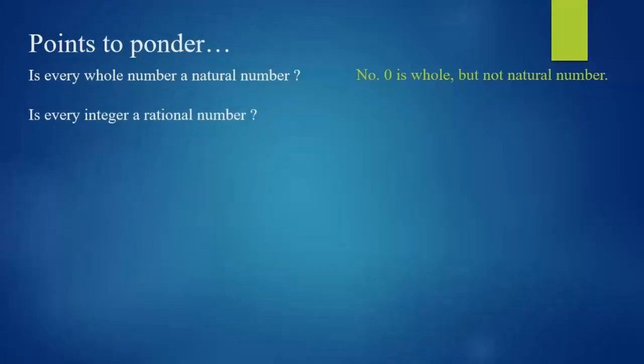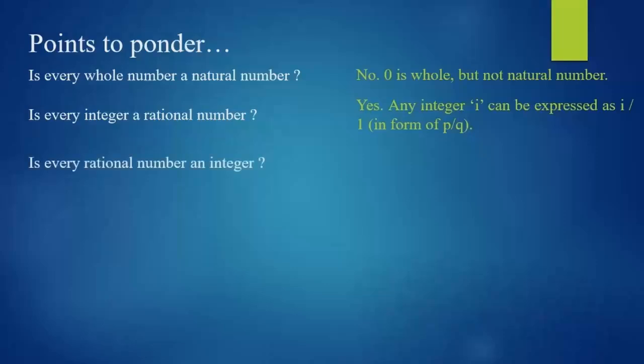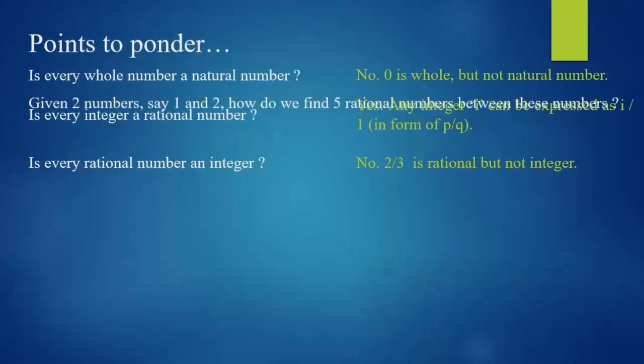And if we say, is every integer a rational number? Yes, because if you take any integer, let's say 1, 2, 10, or -2, -3, every integer I can be expressed as I divided by 1, right? Because I divided by 1 is I, which is in the form of p by q. And is every rational number an integer? The answer is no, because if you take a rational number 2 by 3, certainly it's not an integer, right?